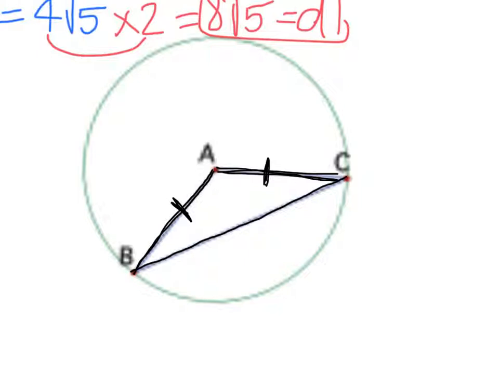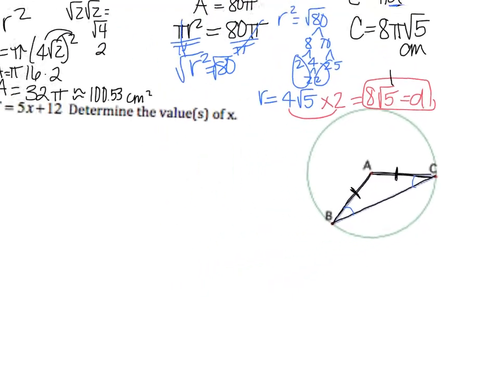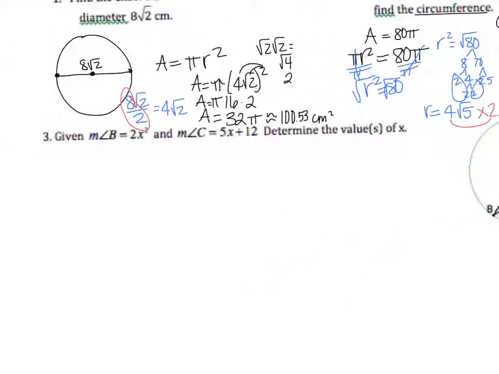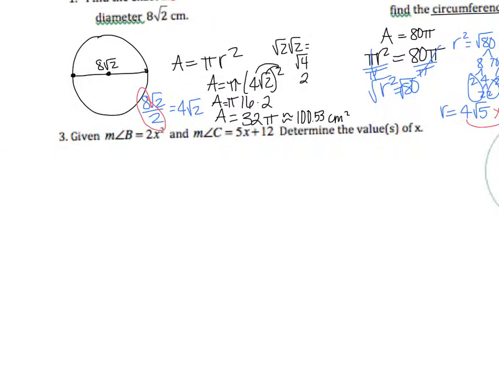So now what I'm going to do, since this is isosceles, I know that the angles that are opposite from it are going to be congruent. So B and C are equal. Going back to my problem, I have measurements for B and C, so I'm going to set those equal to each other.